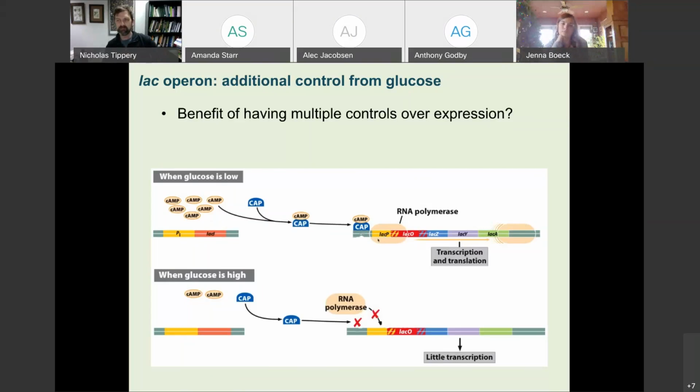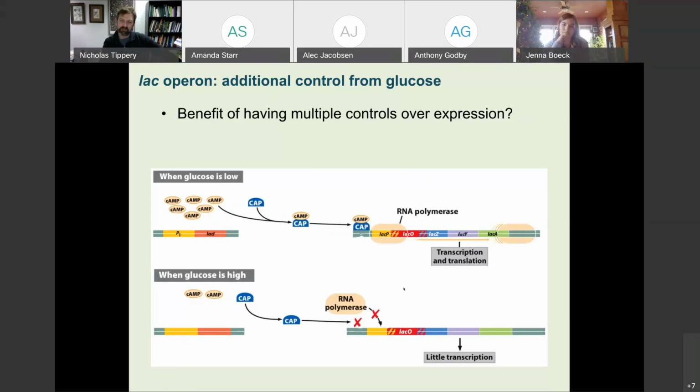So for our definitions of activators and repressors, molecule attached to DNA enables transcription, that makes it an activator. If it's not attached to DNA, it does not allow transcription, right? Okay.